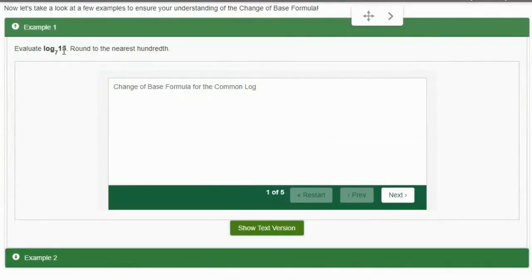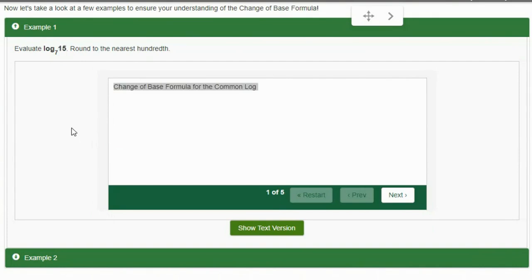Evaluate log base 7 of 15. All right, if you have a calculator there, see if you can get that before we get to the answer on the screen. Log base 7 of 15. 7 raised to what power is 15? Well, that's going to be a decimal because 7 squared is 49, and this is smaller than 7 squared. So it's 1 point something.